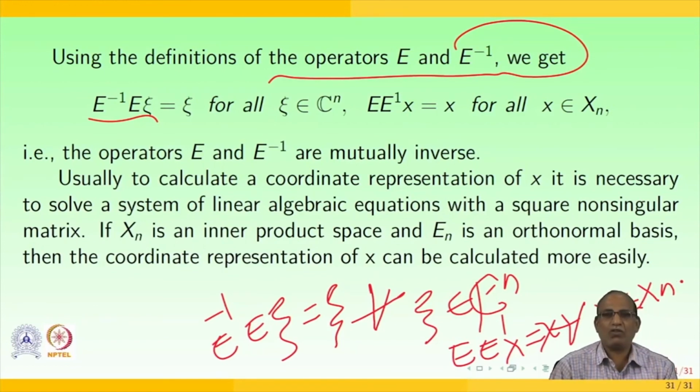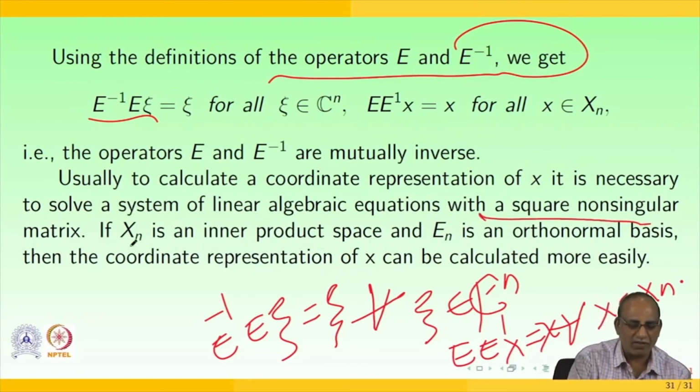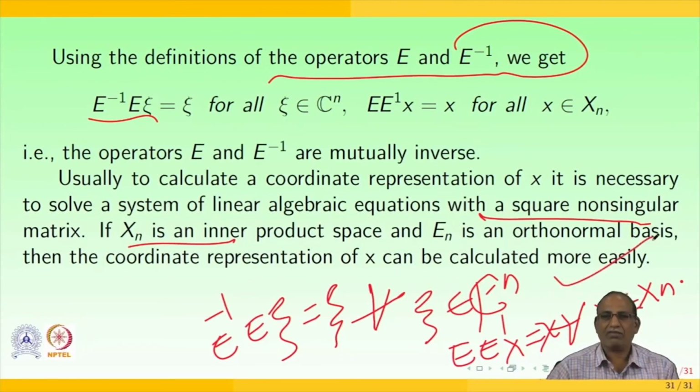Usually, to calculate the coordinate representation of x, it is necessary to solve a system of linear algebraic equations with a square non-triangular matrix. If X n is an inner product space and E n is an orthonormal basis, then the coordinate representation of x can be calculated more easily.